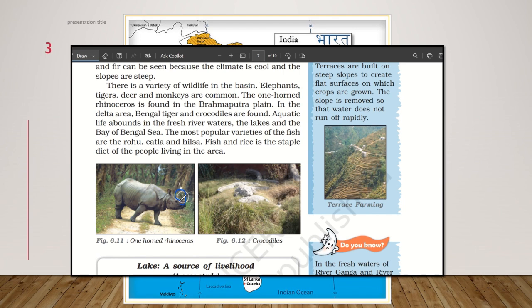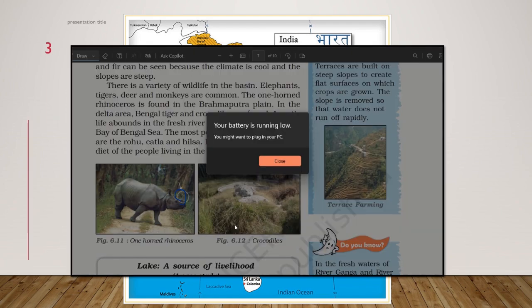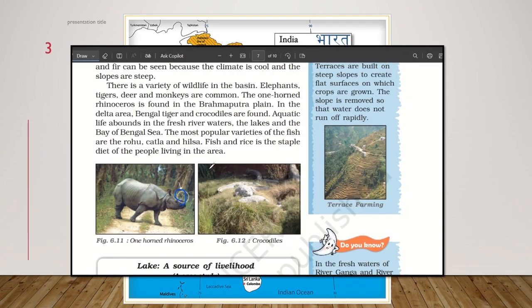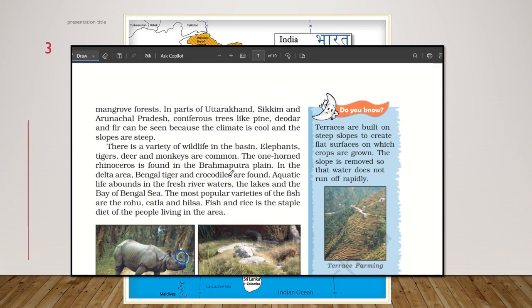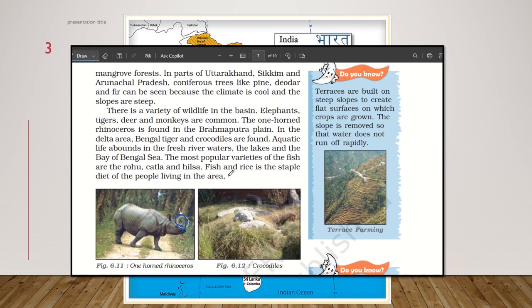In the delta area, the Bengal tiger and crocodiles are found. Aquatic life abounds in the fresh river waters, the lakes, and the Bay of Bengal. The most popular varieties of fish are rohu, katla, and hilsa. Fish and rice is the staple diet of the people living in this area. So you must have heard about that. Bengali people like fish more because that is their staple diet.